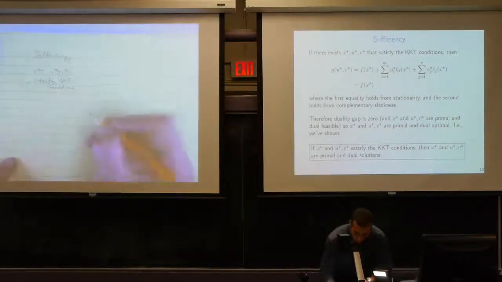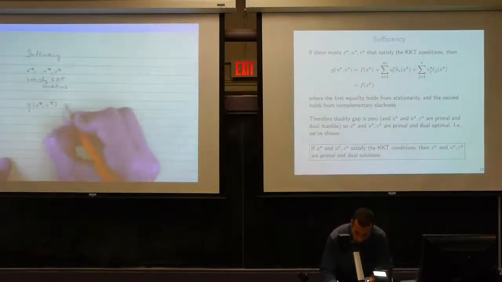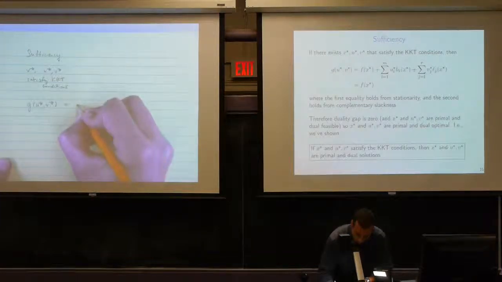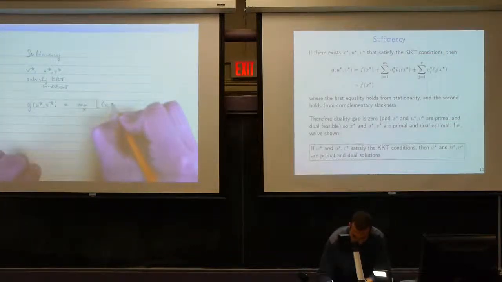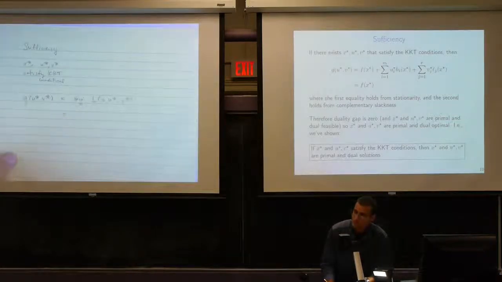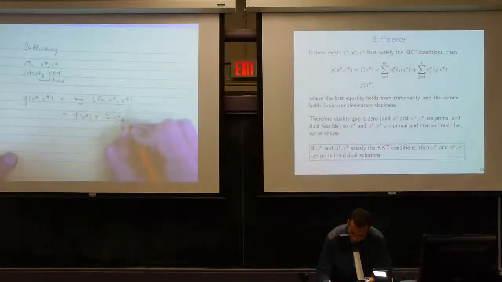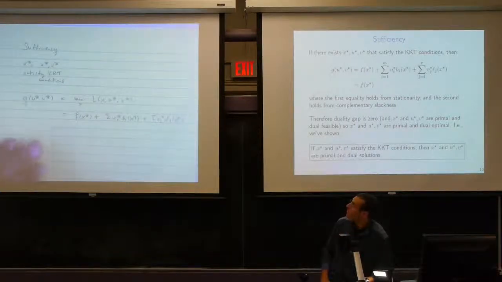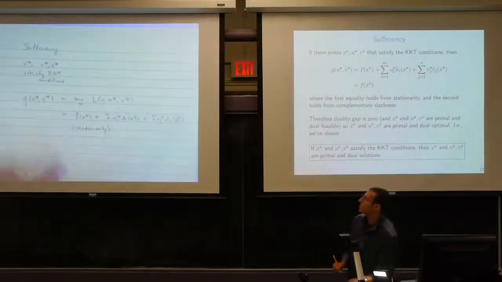So if they satisfy the KKT conditions, then I know that g of u star, v star is equal to, first of all, the minimum over all x of L of x, u star, v star by definition. And now I'm going to invoke the stationarity condition, and write this as f of x star plus the sum of u_i star h_i of x star plus the sum of v_j star l_j of x star. That was just stationarity, right? The fact that x star minimized the Lagrangian allows us to write that.